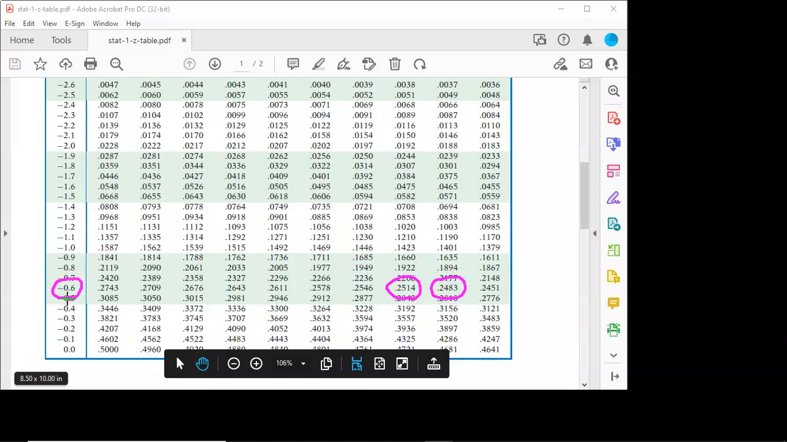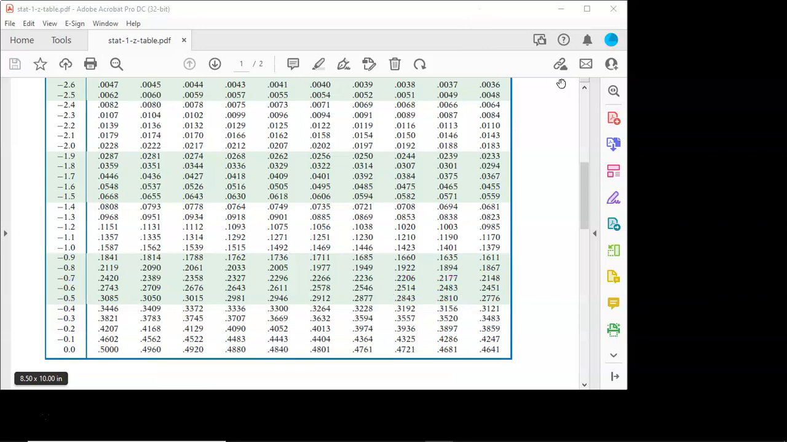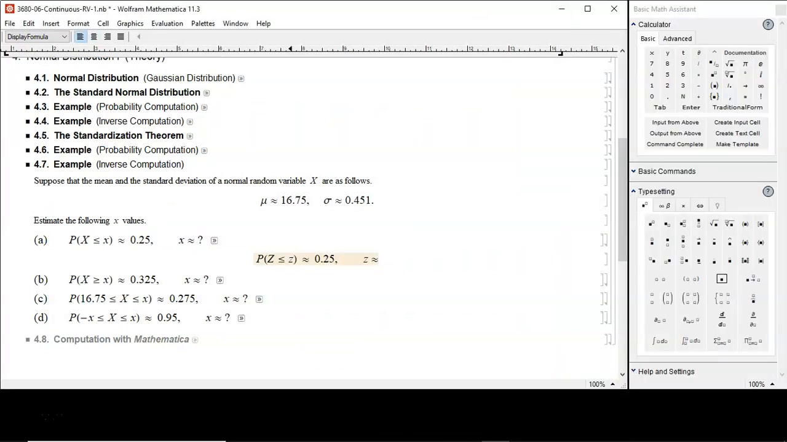So that's negative 0.67 versus 0.68, so negative 0.675. Makes sense? 0.2514, 0.2483. So 25% must be somewhere in the middle. So 0.675, somewhere in the middle. That's my estimation. Negative 0.675. But then again, this is z, not x.